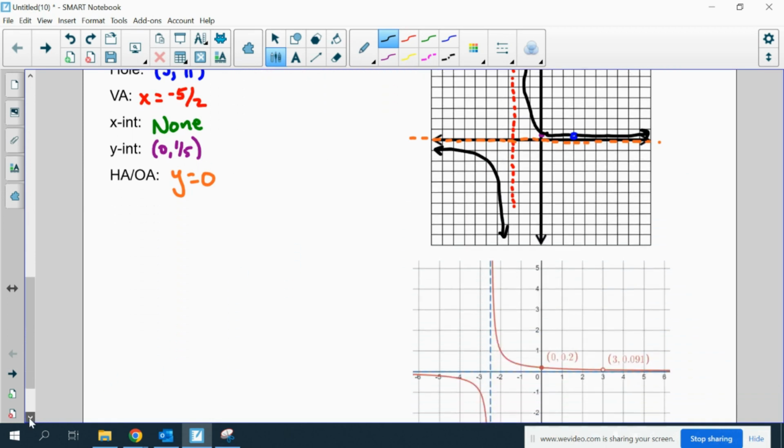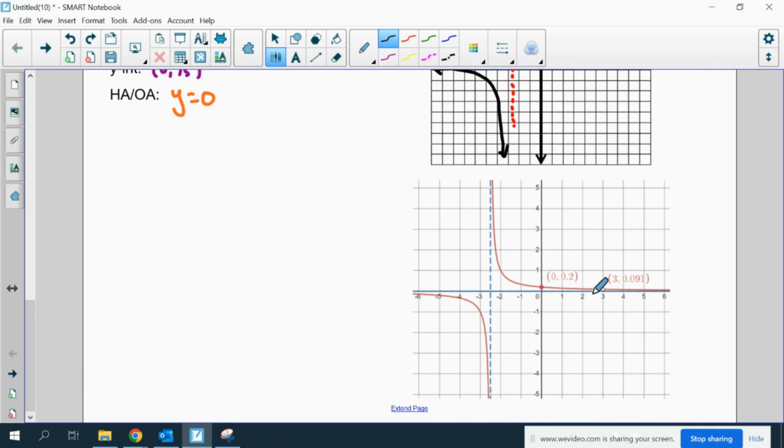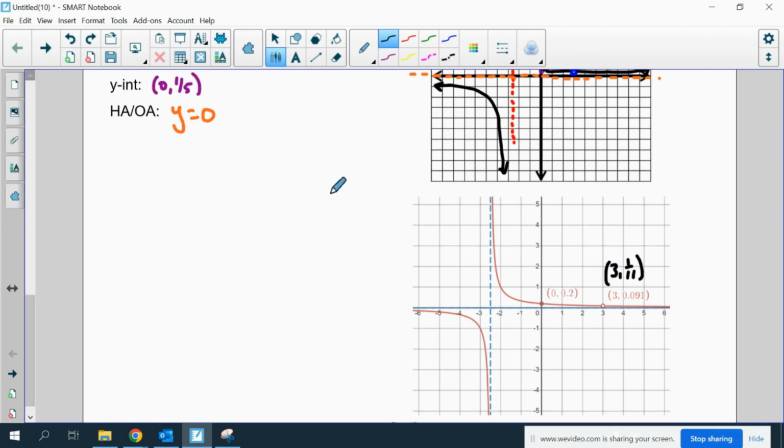If we take a look at what Desmos graphed, we have a very similar situation: (3, 1/11), (0, 1/5), and then this vertical asymptote at -2.5.